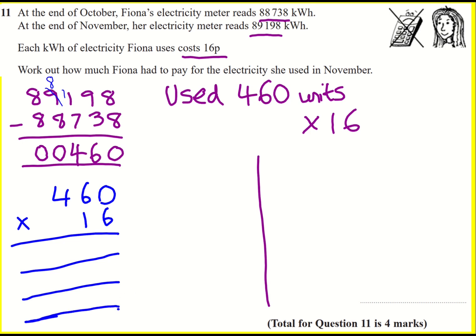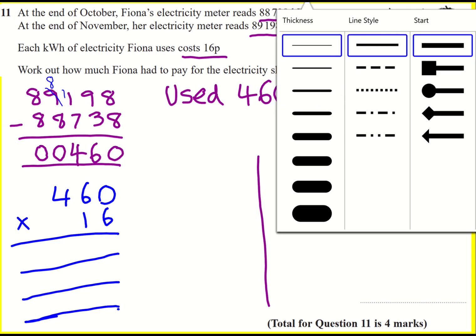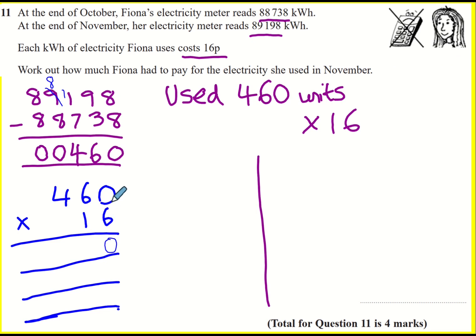So the first thing I'm going to do is 0 multiplied by 6. Well, anything multiplied by 0 is 0. 6 times 6 is 36. Keep everything in a nice straight line. And 6 times 4 is 24, plus 3 is 27. And that's where I'm going to write my 27.